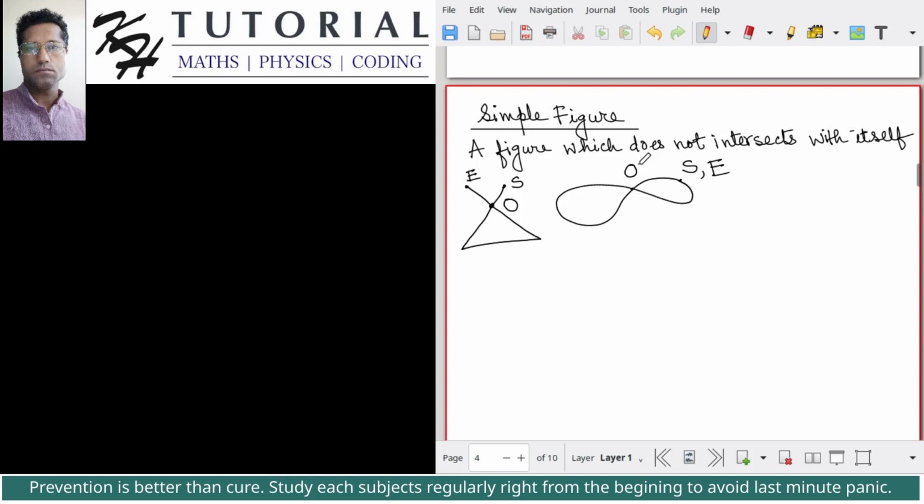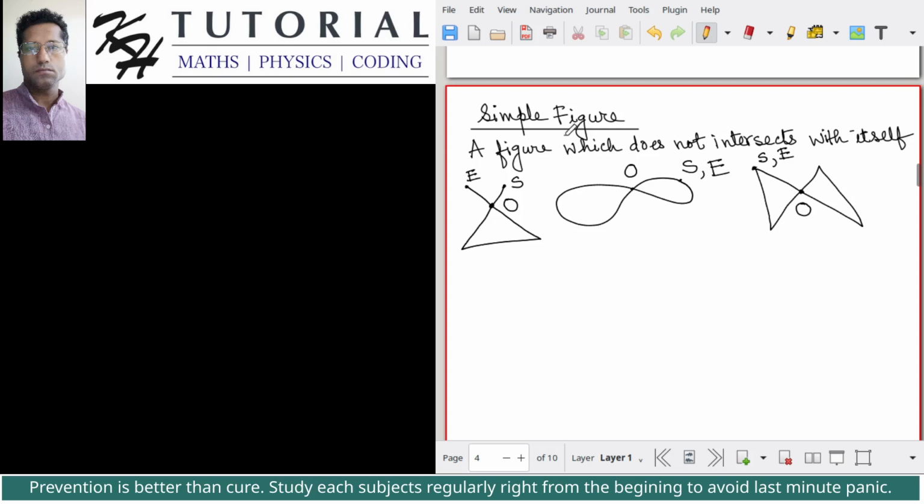Okay. Other examples could be, this is also, as you can see, this point is the starting point and the end point. At this point I started drawing the figure, and I also ended at this point, and this is the point of intersection, that is, at this point O the figure is intersecting with itself.